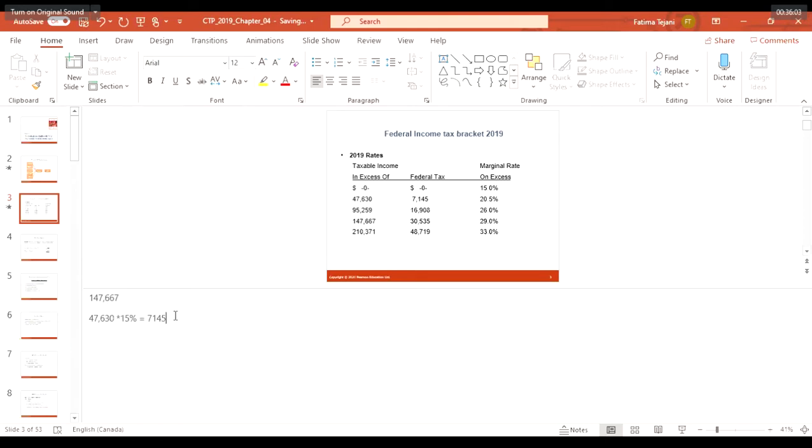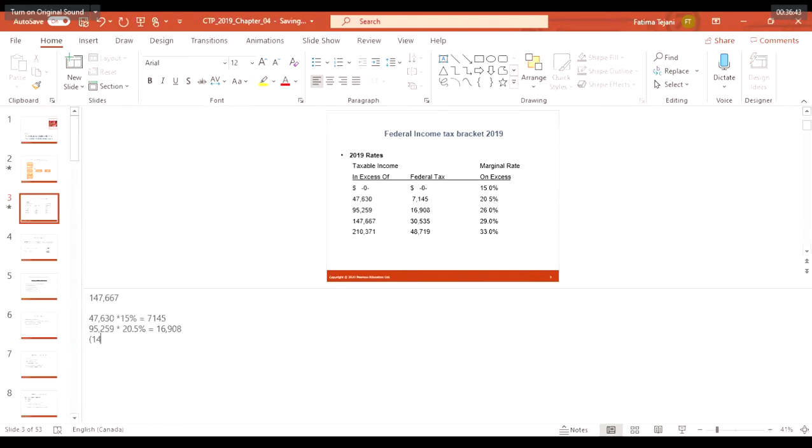Now, the next amount, because the total is 95,000 plus 47,000. What is the total? 147,667 minus 47,630 is 95,259. So for the next 95,259 at 20.5%, what is the tax liability? 16,908, yeah? Yeah.